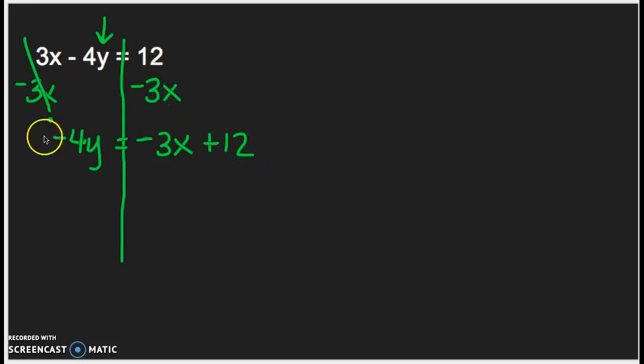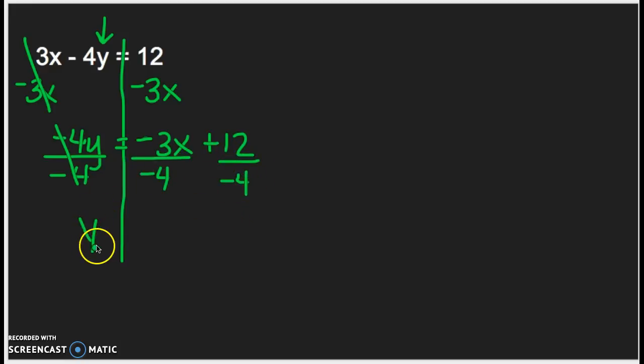Okay, but now again, my y is not by itself yet. Notice now that this one says negative 4 times y. Since it's a multiplication problem, we need to divide, and we're going to divide by a negative 4. One of the most common mistakes people make is you forget the negative. Be careful of that. Divide by negative 4 on both portions over here, not just one or the other, but both.